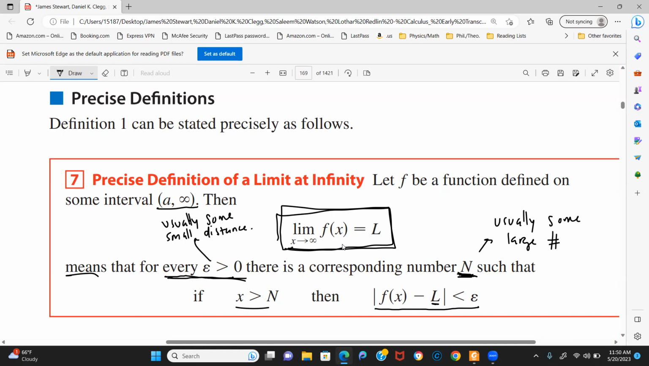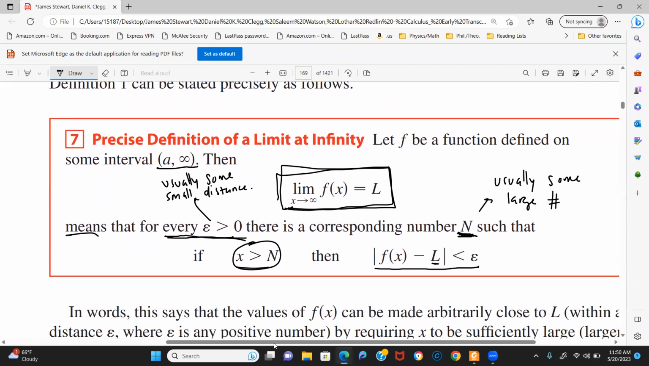It's a very, very similar formulation to the other definition of a limit. The only difference is this part right here. Before, we wanted x to be close to some number a, but not possibly equal to a. In this case, instead of wanting x close to some finite number, we want x to be close to infinity. As I said, n is usually going to be some very large number, and you want x to be bigger than this large number, so it's going towards infinity.